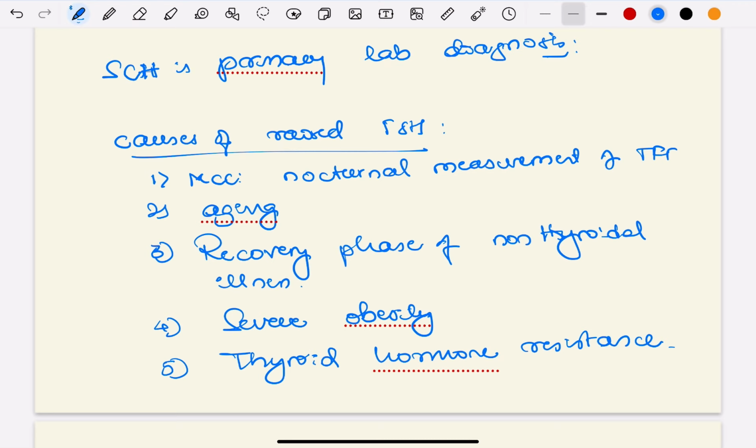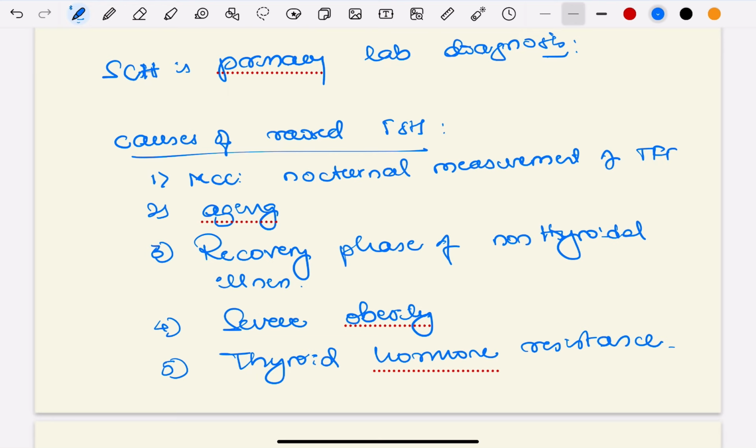Now physiologically, TSH value will be more in the night. So if you measure TSH levels in the night, obviously it will show more. And because of aging, physiologically, increasing age is associated with raised TSH. Third one is the recovery phase of non-thyroidal illness. A patient may be in the ICU for a different reason, and if you check TSH, it will be elevated obviously.